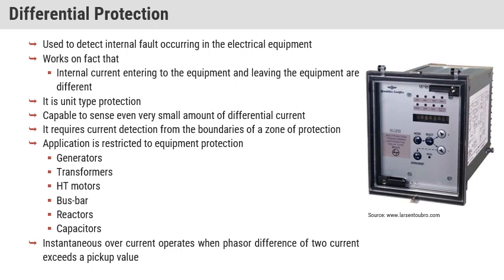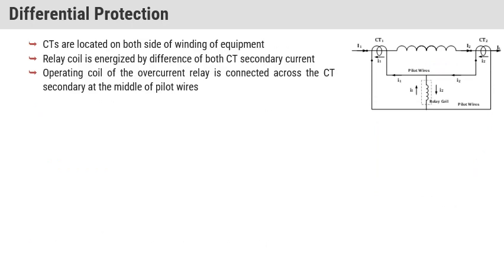So this is one basic figure of the differential type of protection. CTs are located on both sides of the winding of the equipment, and a relay coil is energized through the difference of both CT secondary currents. This is the relay coil, and at both sides we have a CT. This relay coil carries a current which is the difference current.